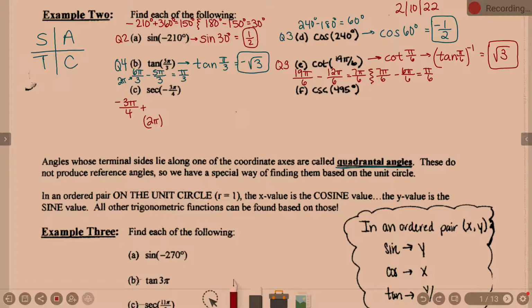Not 4 pi over 4, 8 pi over 4. And negative 3 pi over 4 plus 8 pi over 4 is, because I'm trying to add 2 pi.